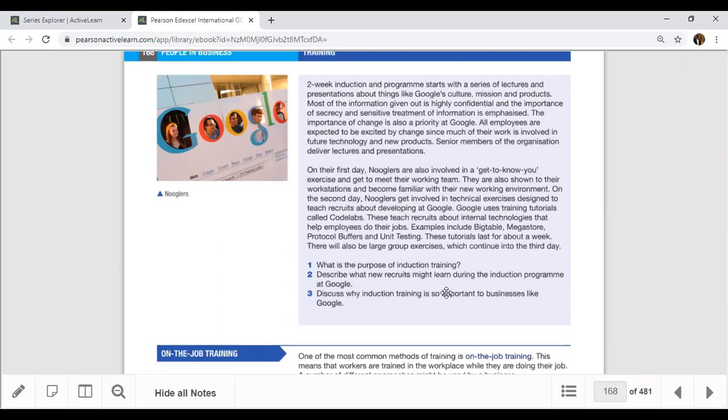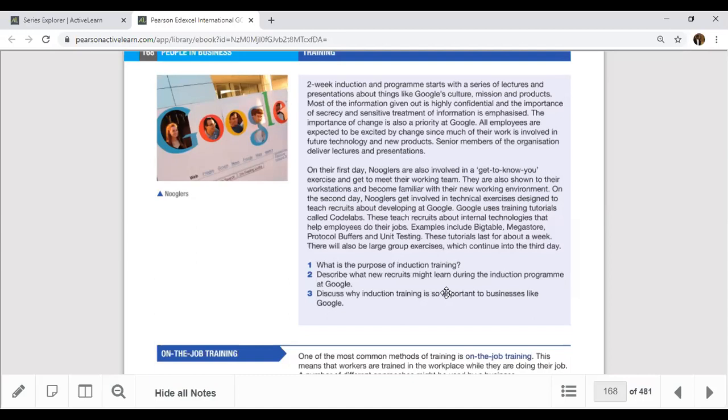You can use that as an example from the case study. Most of the time you can use it to increase the application value of your answer. Google also uses training tutorials to help employees do their jobs. The examples include Bigtable, Megastore, protocol buffers, and unit testing. These are given in the case study, you can see paragraph 2. These tutorials last for about a week, and this is how recruits start to learn about their new job.